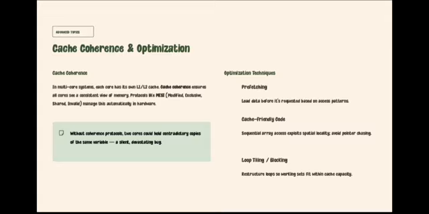Next, cache coherence and optimization. In a multi-core system, each core has its own cache. Cache coherence ensures that all cores have consistent data. Protocols like MESI help maintain this consistency. Optimization techniques like prefetching and writing cache-friendly code further improve performance.